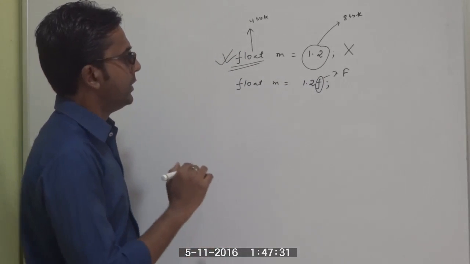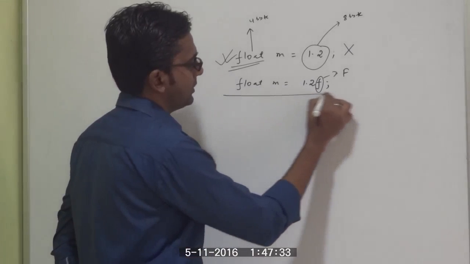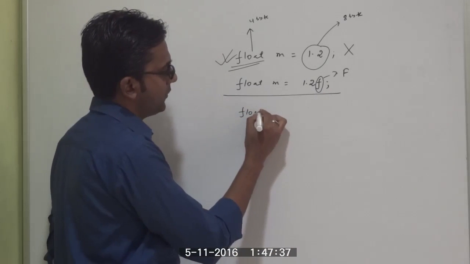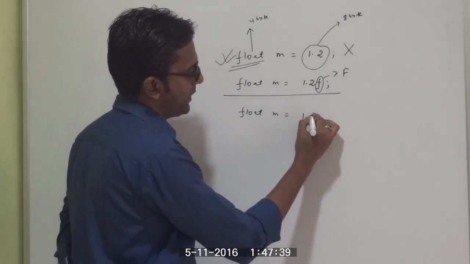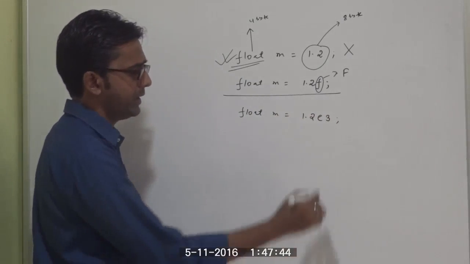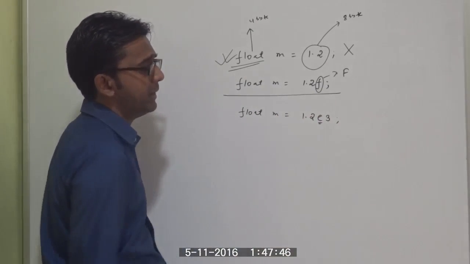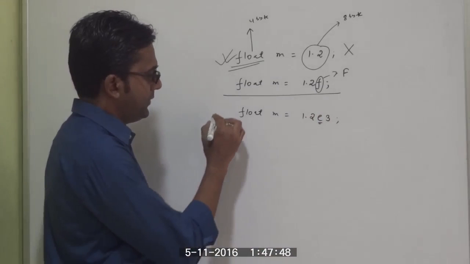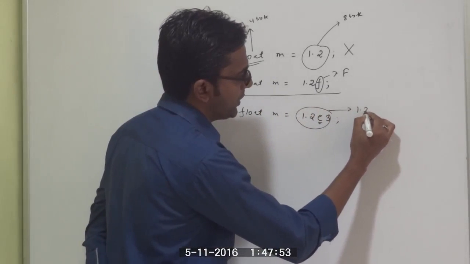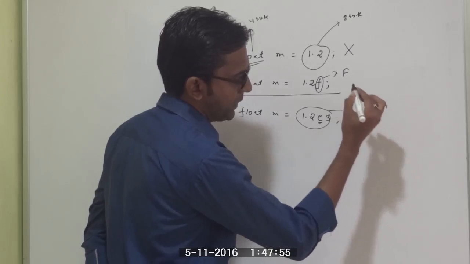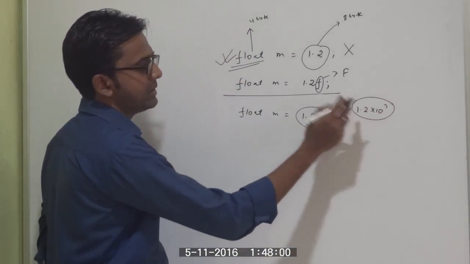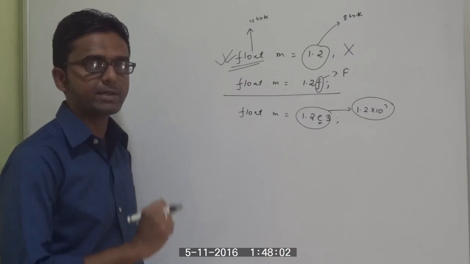Now, there is another way to represent floating literals. If I am writing float m equals to 1.2 E3, this is also valid. Here E is nothing but your 10. If you are writing like this, this number will be treated as 1.2 into 10 to the power 3. If you calculate this, ultimately this will be a fractional number. Since this is a fractional number, it will be treated as a double.